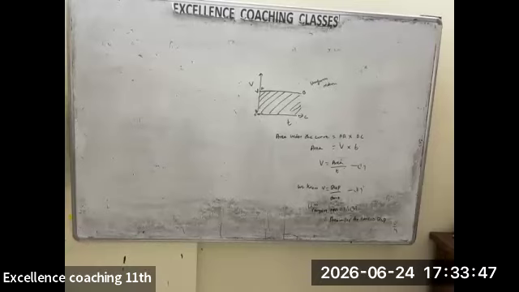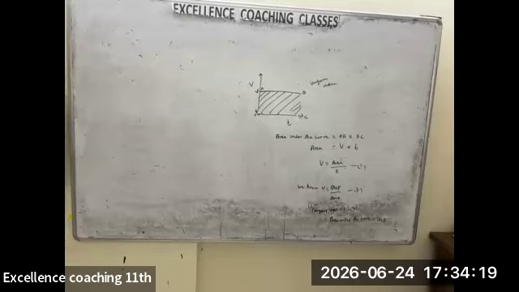Next one. For an object in motion, why can speed not be negative? Speed is what? It's a scalar quantity. It is the total distance covered in a particular time. Since it is a scalar quantity, and distance covered cannot be negative, that is why it can never be negative.